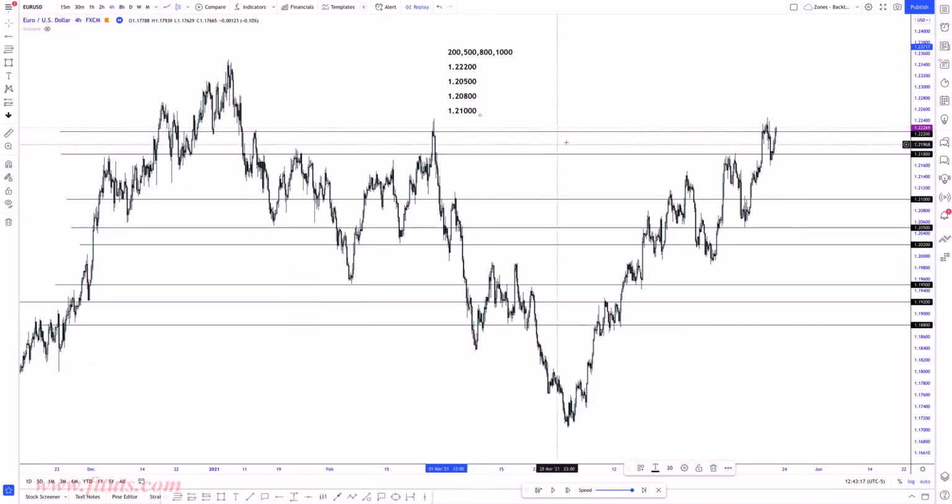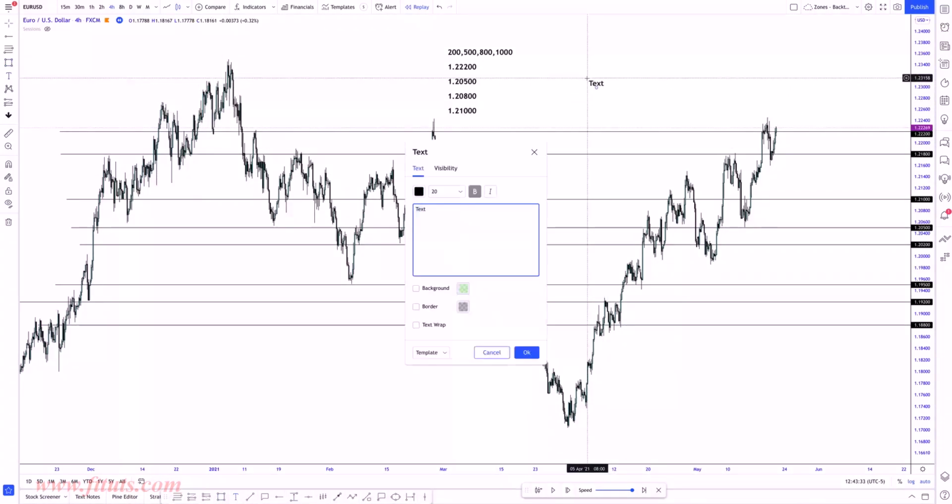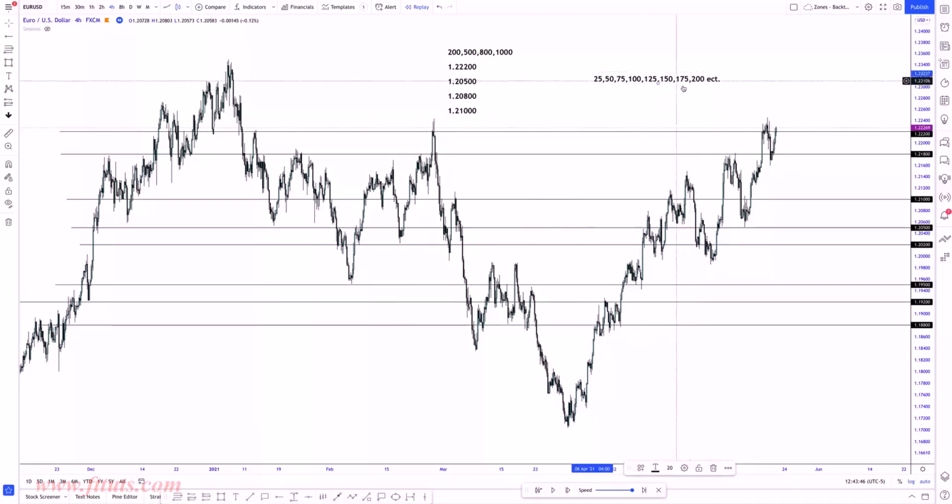So price is pretty much going to move from your 200, your 500, your 800 to your 1000 levels. Now, price isn't always going to bounce off these levels exactly. So when price isn't near these levels, you want to make sure you're rounding off your zones, and I'll give examples of these later. You always want to round off your levels of structure: 25, 50, 75, 100, 125, 150, 175, 200, etc.